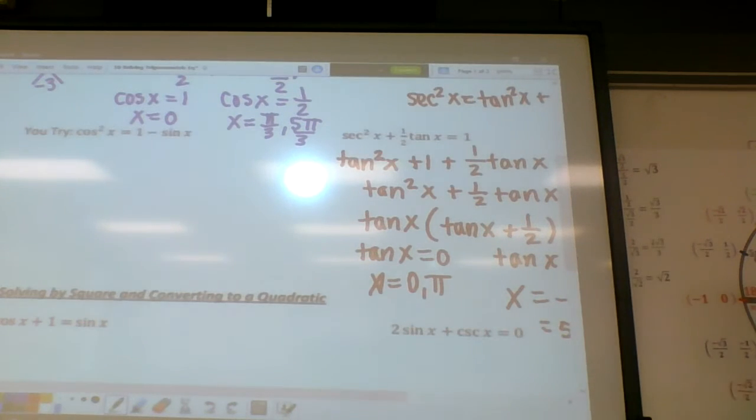Cosine squared x equals 1 minus sine of x. Give it a shot. See what you come up with.